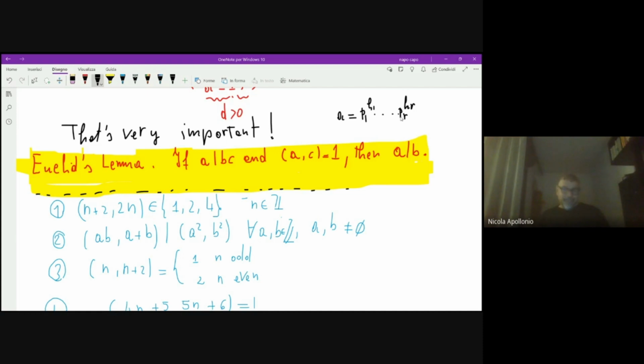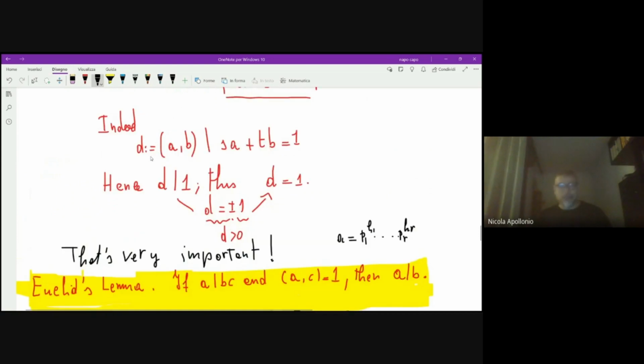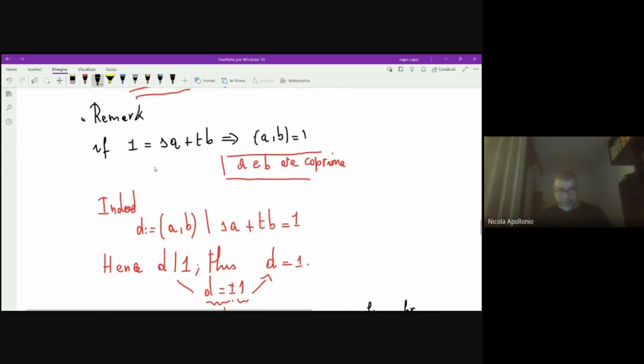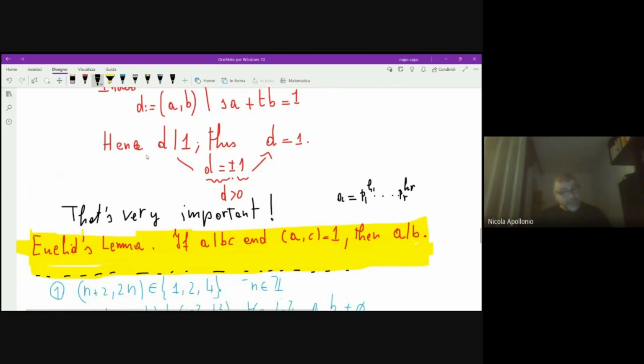So you can see why Euclid's lemma is true, and I ask you to prove it using the Bezout identity. It is really one line of proof. You can try to prove it. Of course, Euclid didn't know Bezout identity, and his reasoning was very different, something like the one I am saying now.